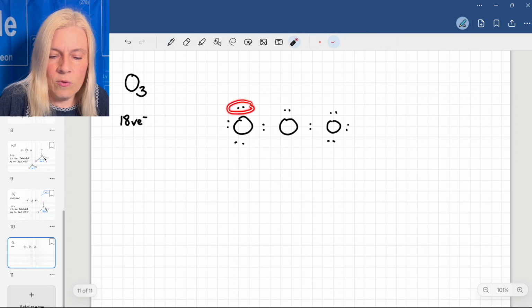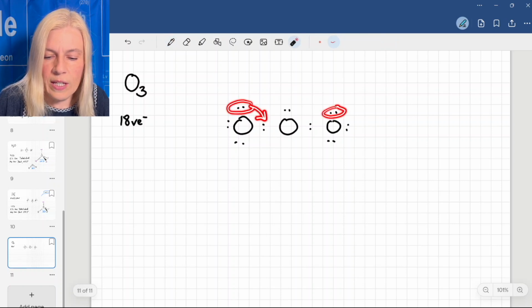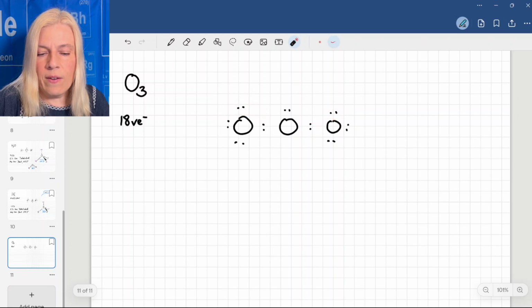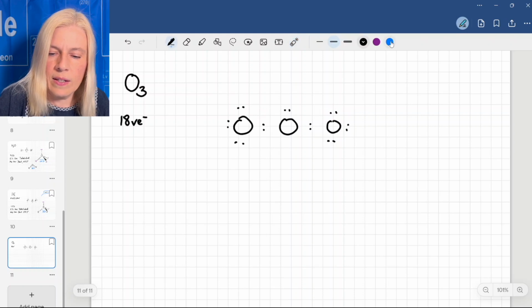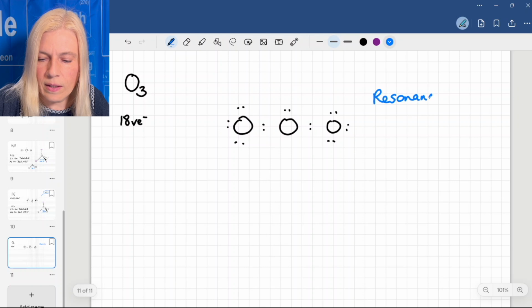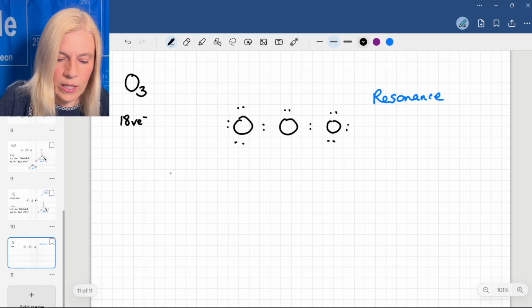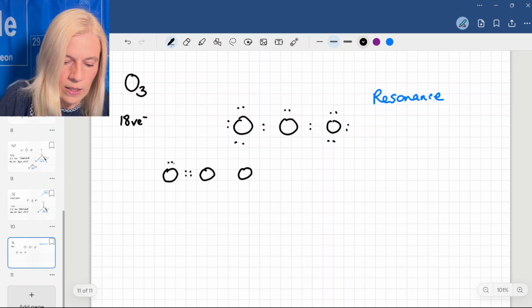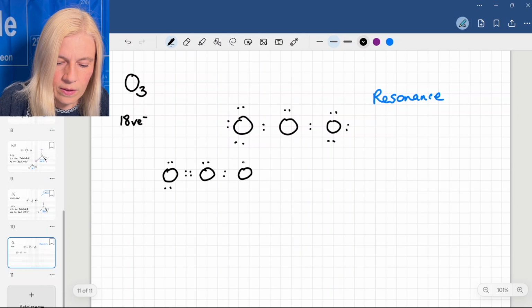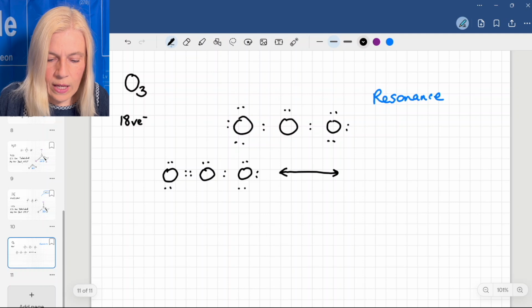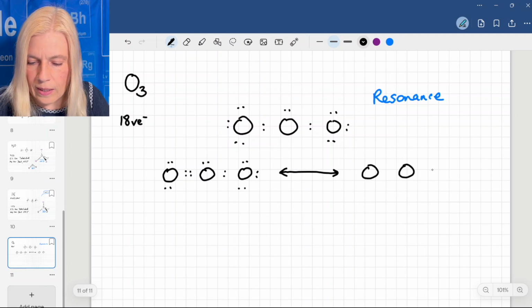So I need to either do this, move this one, or move this one. Either one or the other, not both. And when I have equal choice, do you remember that? That was that special resonance. Right, so we have to draw quickly 2 choices. One choice will be right here. And the second choice will be to do a double bond from the other end. So we will have a double bond here.